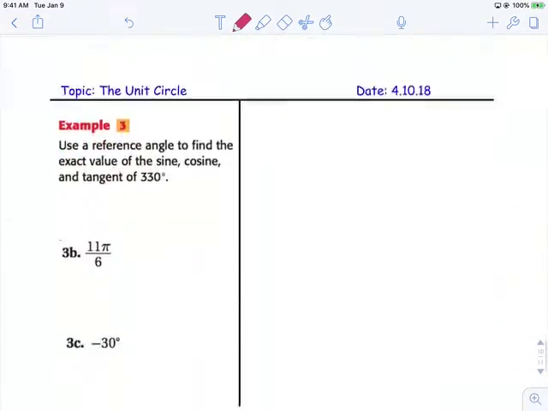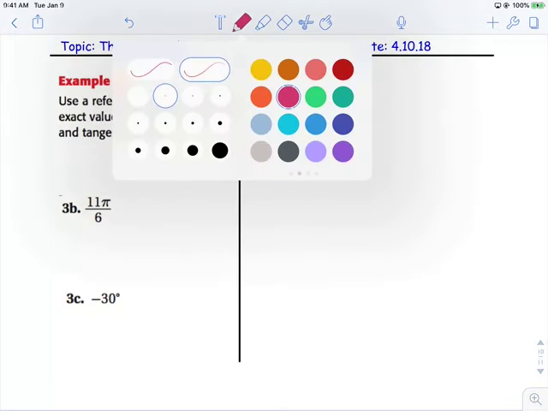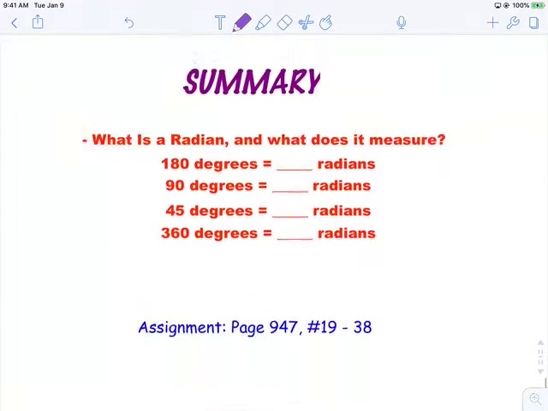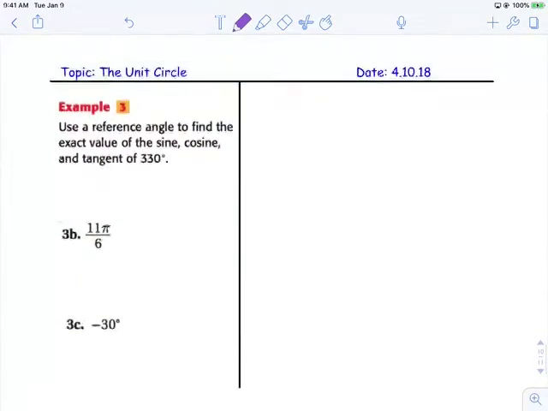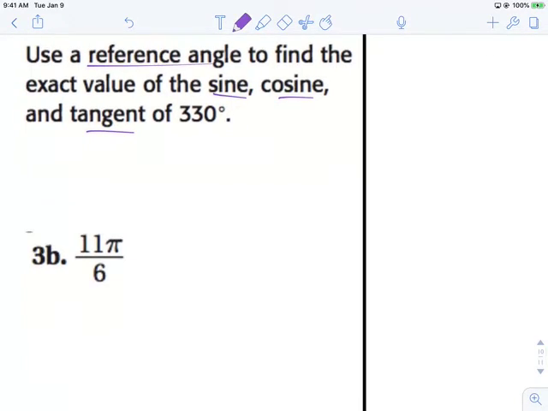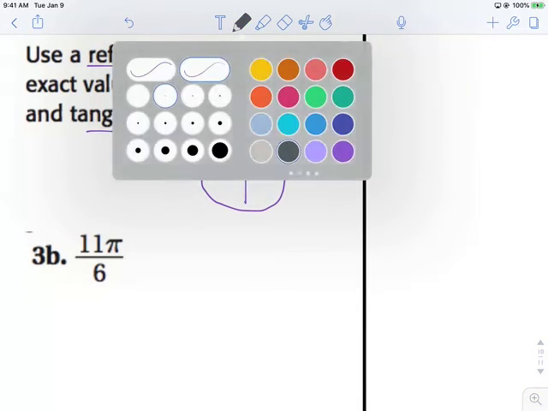So let's try a couple. Let's try a couple real quick and try and finish within 3 minutes, so you have plenty of time. Use reference angle to find the exact value of sine, cosine, tangent of 330. Let's draw it. Draw a picture.